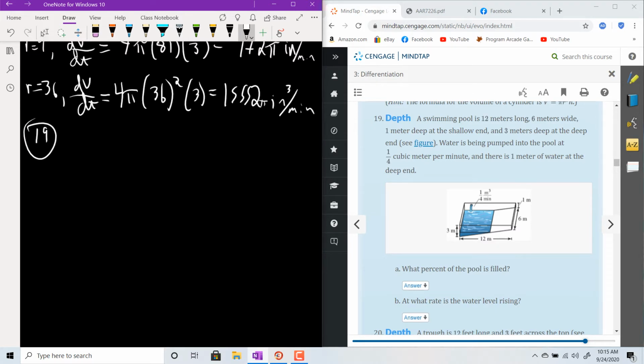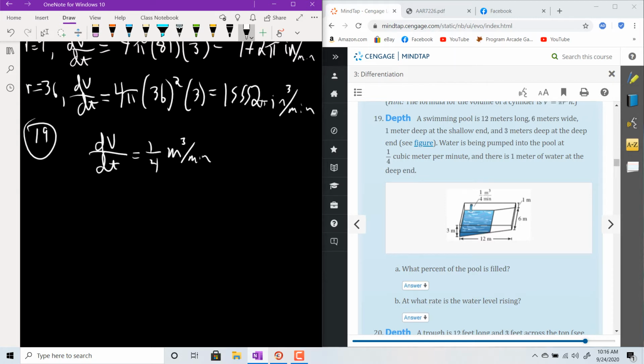A swimming pool is 12 meters long. They give you this big ugly picture here to the right. 1 meter deep at the shallow end. Water's being pumped into it. So what that means is there's a rate of change in volume of 1/4 cubic meters per minute, and there's officially 1 meter of water in the deep end. What percent of the pool is filled?